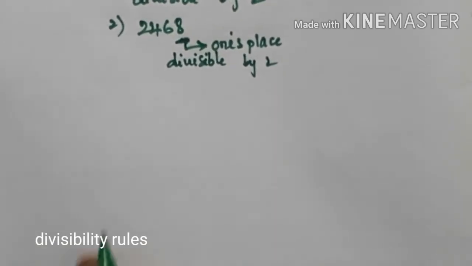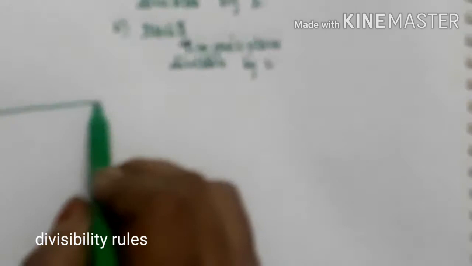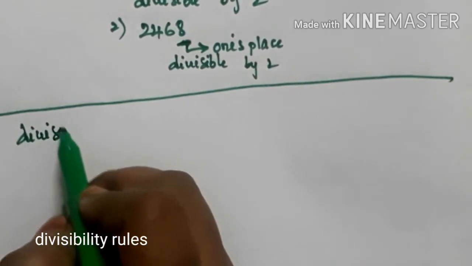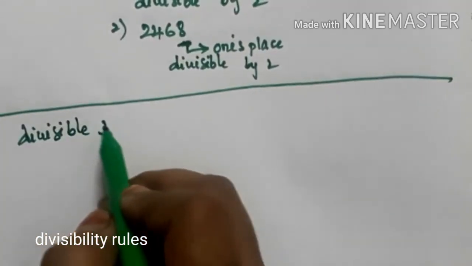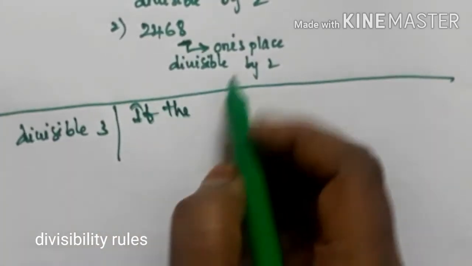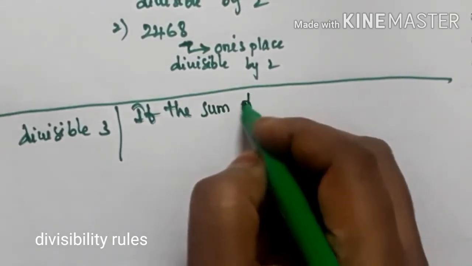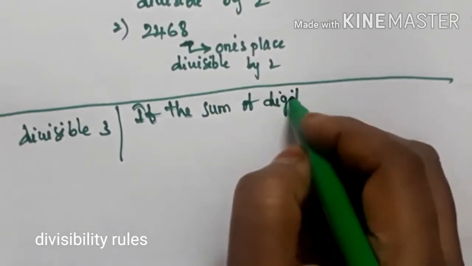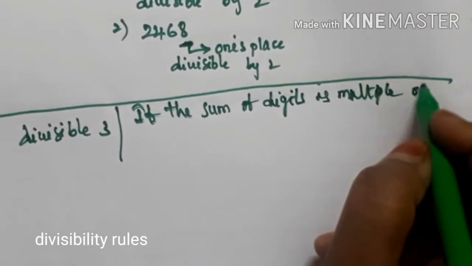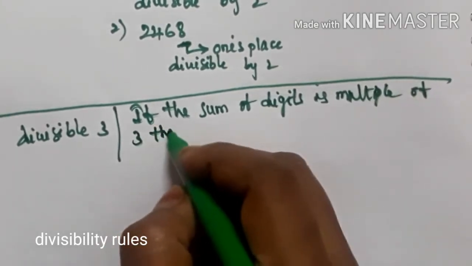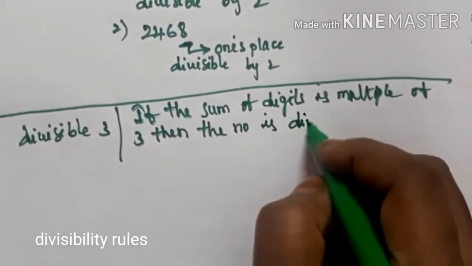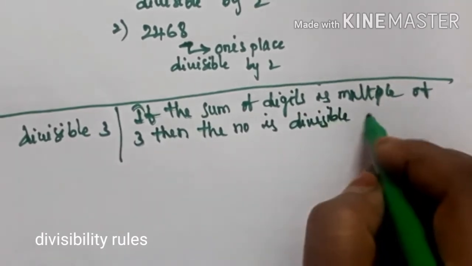Now we will see the divisibility rule of 3. Divisibility by 3. If the sum of digits is a multiple of 3, then the number is divisible by 3. So you have to add the digits and check whether the sum is a multiple of 3 or not. If it is a multiple of 3, then it will be divisible by 3.